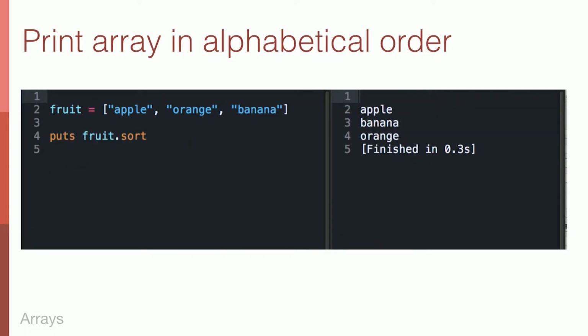If you wanted that list in alphabetical order, you can say sort, and you would get it back. So the array on the left-hand side is out of order. Ruby just changes the results. It doesn't change the original array.